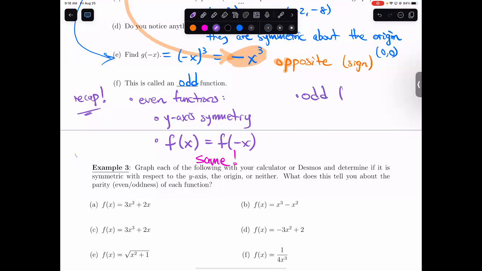Odd functions. Well, same idea. All odd functions have origin symmetry. All functions that have origin symmetry are odd. And the way that works out in the algebra and like the symbolic or analytic sense is that you get things that are opposite in sign.